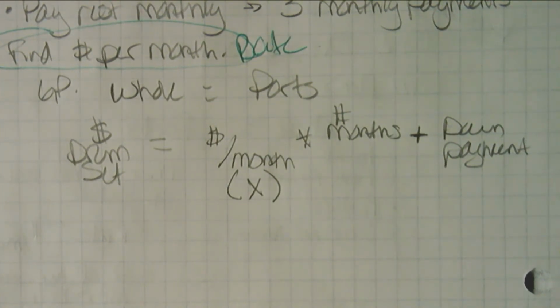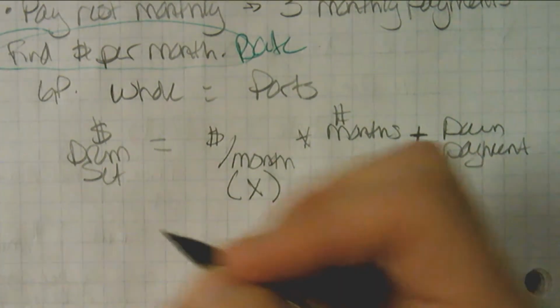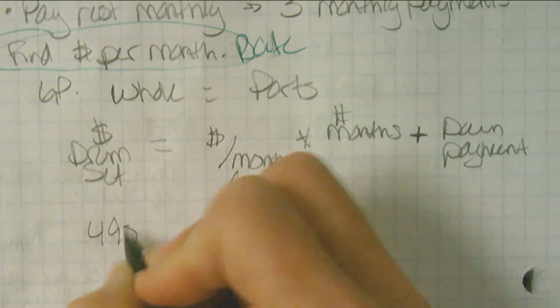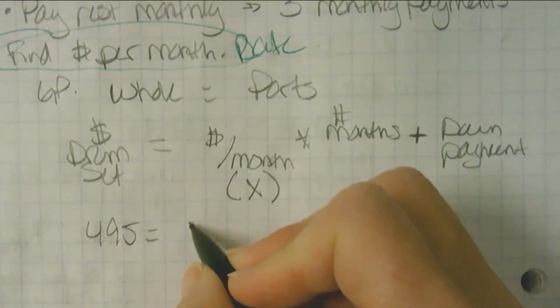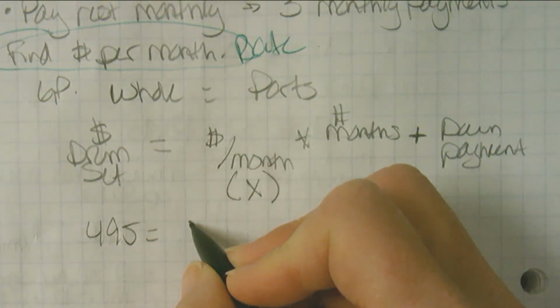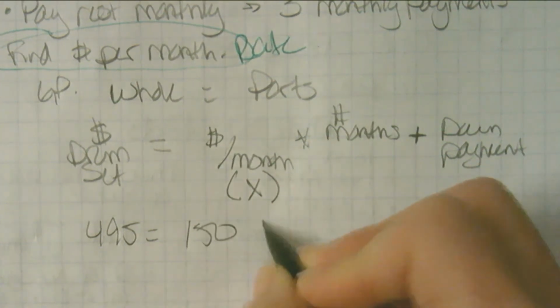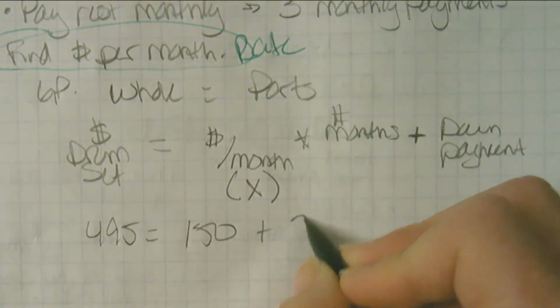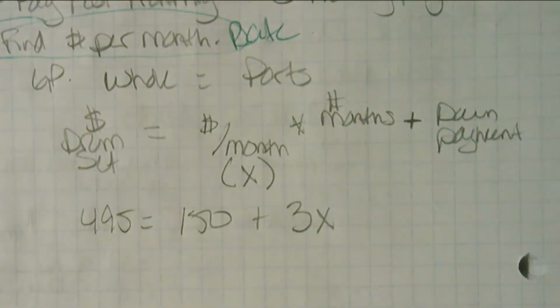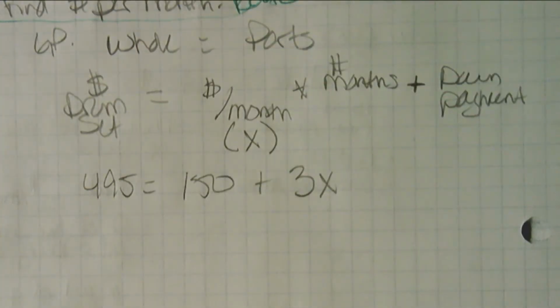All right, somebody write my equation for me now. Alex? 495 equals, please. So 495 plus 3x. Excellent. And it doesn't matter the order because it's addition. All right, so if you want to do 3x plus 150, that's fine. All right, if you do it this way, that's fine. AJ, finish doing this for us.